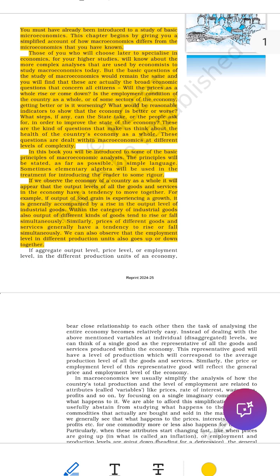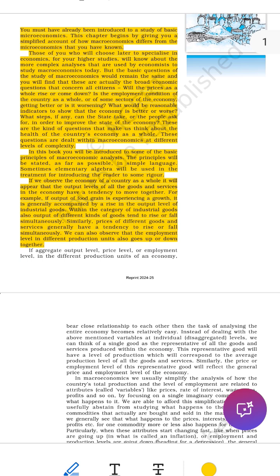What is macroeconomics? Macro means big. It looks at the whole economy, the entire country. It asks big questions that affect everyone. Instead of one person or one shop, macroeconomics studies all people, all businesses, all prices, all jobs, the government's role in the economy.